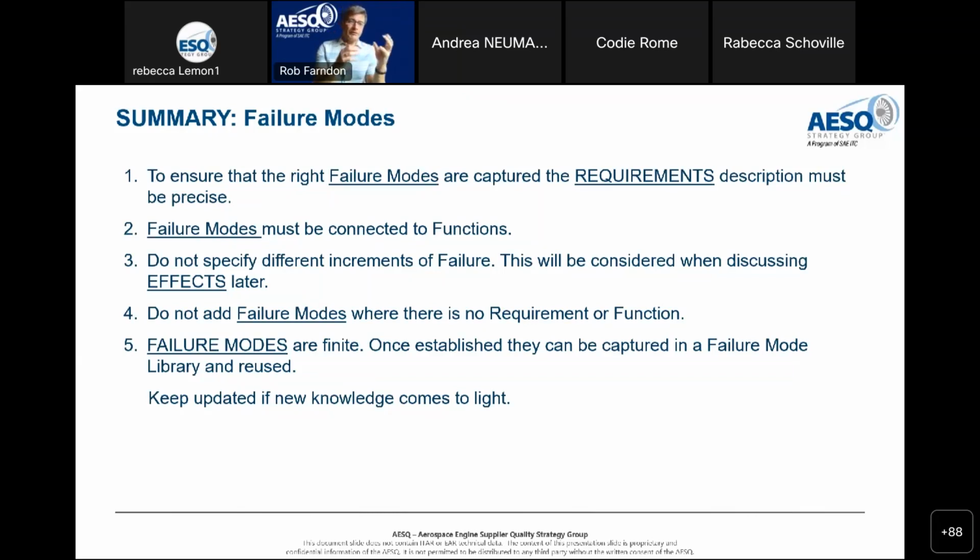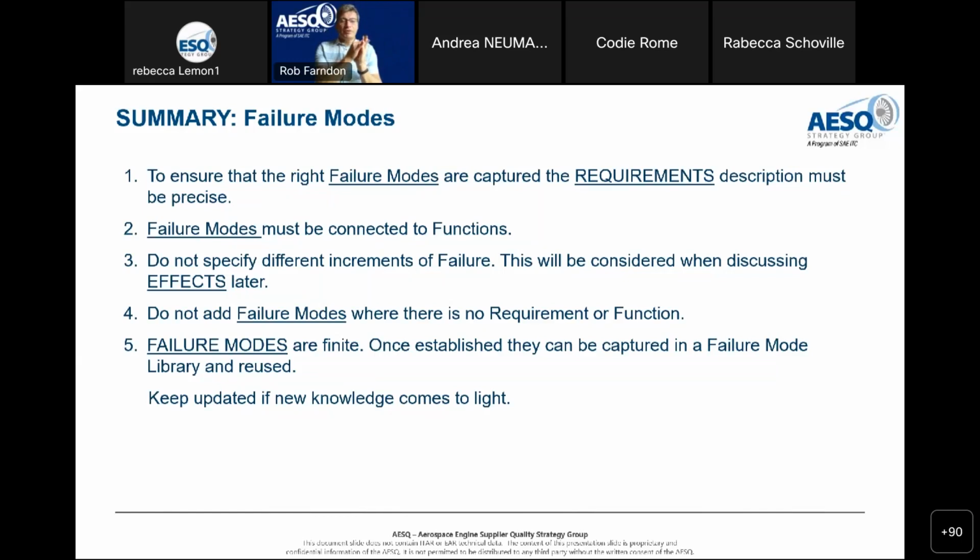If you don't do that, you're actually not doing a DFMEA. Do not specify different increments of the failure. You'll get to that through considering effects later on. But really, this should just be about whether or not you fail to achieve the function in various ways determined. Don't add failure modes where there is no requirement or function. Yeah, it goes from the simple left to right description.